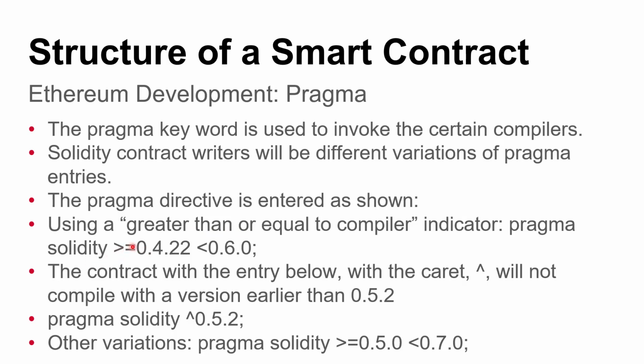So we can see greater than or equal to, and these are compiler versions right here. A contract with a caret entry will not compile any version earlier than, in this case, 5.2. And so we can see it right here with the caret, and you can see other variations as well. Greater than or equal to, less than, so an in-between type of pragma. These are complicated. You might want to keep the pragma as simple as possible.